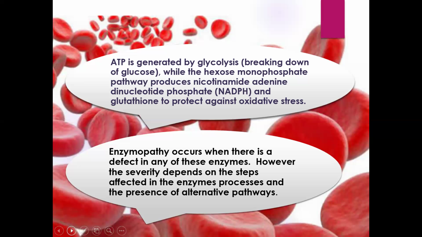However, the severity depends on the step affected in the enzyme process and the presence of an alternative pathway. That's what's called an alternative pathway. If this pathway has an issue, it is like you are going through a street and the road has an issue, you can follow another path. That's the same way. If there's an alternative pathway for the body to bypass that enzyme that has an issue to still reach the production of ATP or NADPH, fine. But if there's none, then that red blood cell is already having a serious issue.